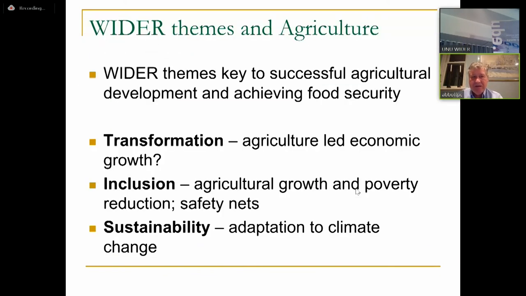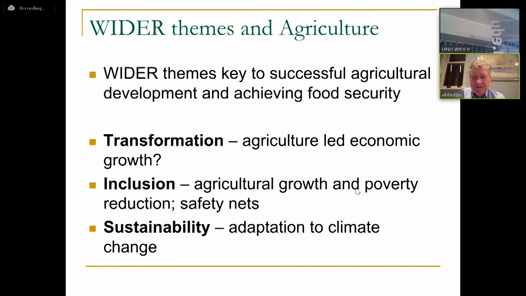I think I'm going to skip that over time. I was asked to comment on WIDER and how it affects this. WIDER's themes for successful agricultural development are transformation, inclusion and sustainability, and these are all keys to successful agricultural development. One of the issues for those of us in agriculture dates back to the Lewis controversy. And people now believe that agriculture, particularly in Africa, should be playing a leading role in economic growth. This is an area that I think needs more work and attention in the future, and hopefully one of the other panelists will discuss that issue more.